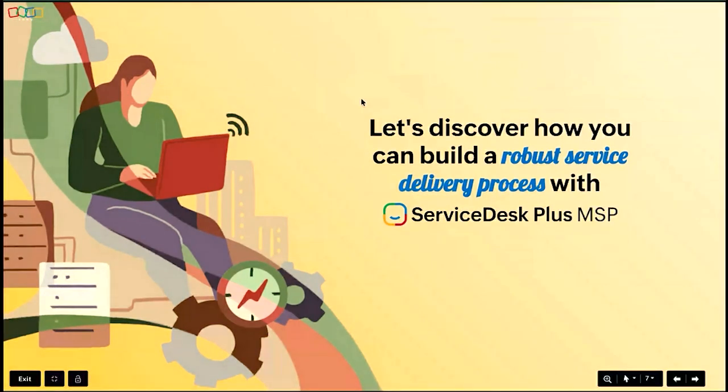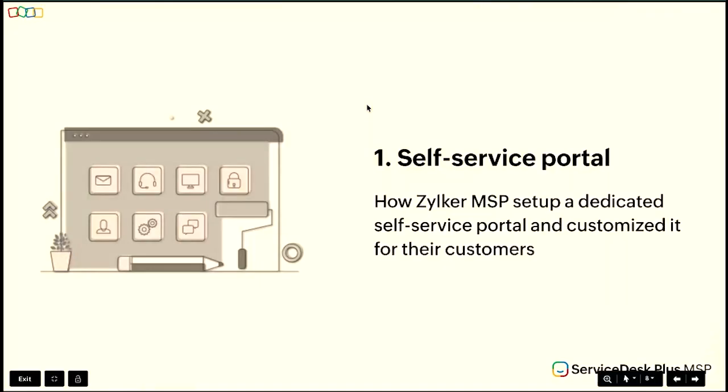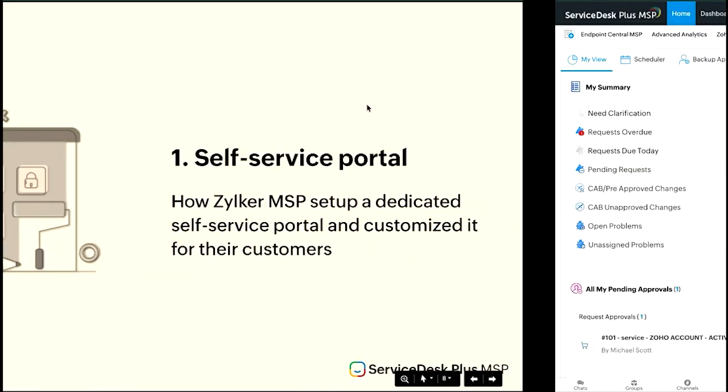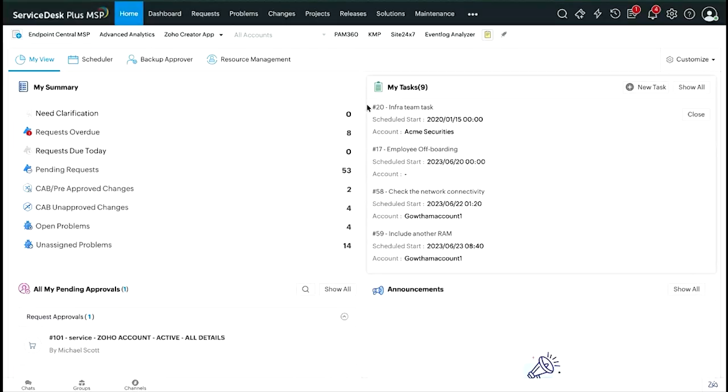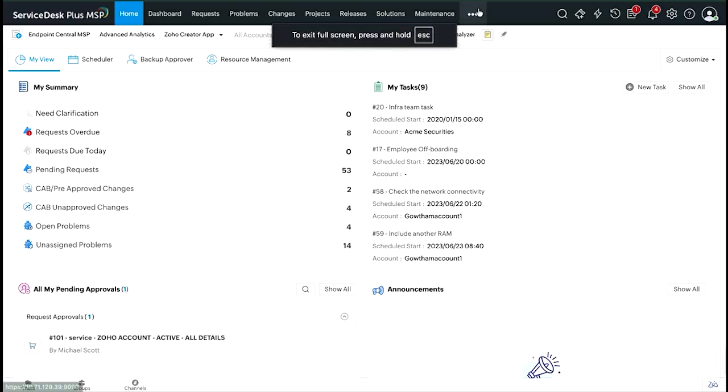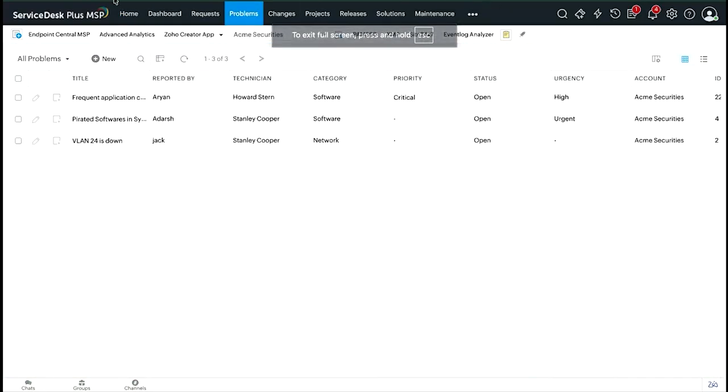So let's dive into the first feature that we're going to be discussing. We're going to talk about how Zilker enables the self-service portal within their organization, how they set up the self-service portal for their end users and their technicians. So I'm going to quickly go into the admin portal, which is the portal where you, as an MSP IT admin, would be able to make all the customization. You'll have access across the different modules that are available within ServiceDesk Plus MSP in a single go. So you'll be able to check out the different modules that are available over here.